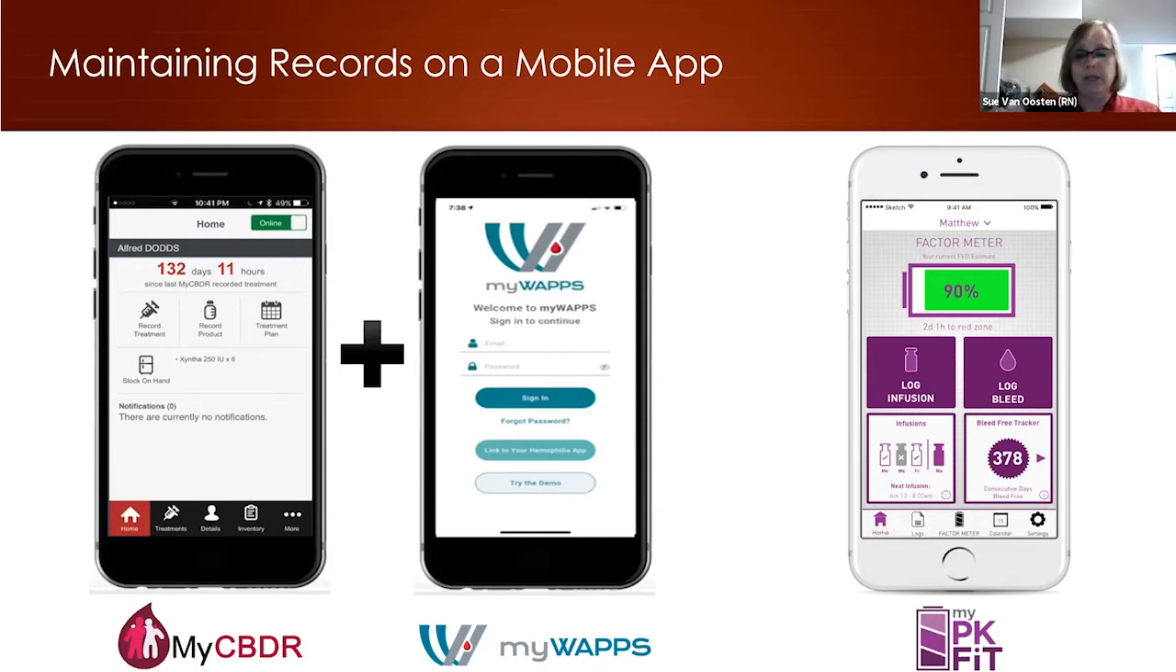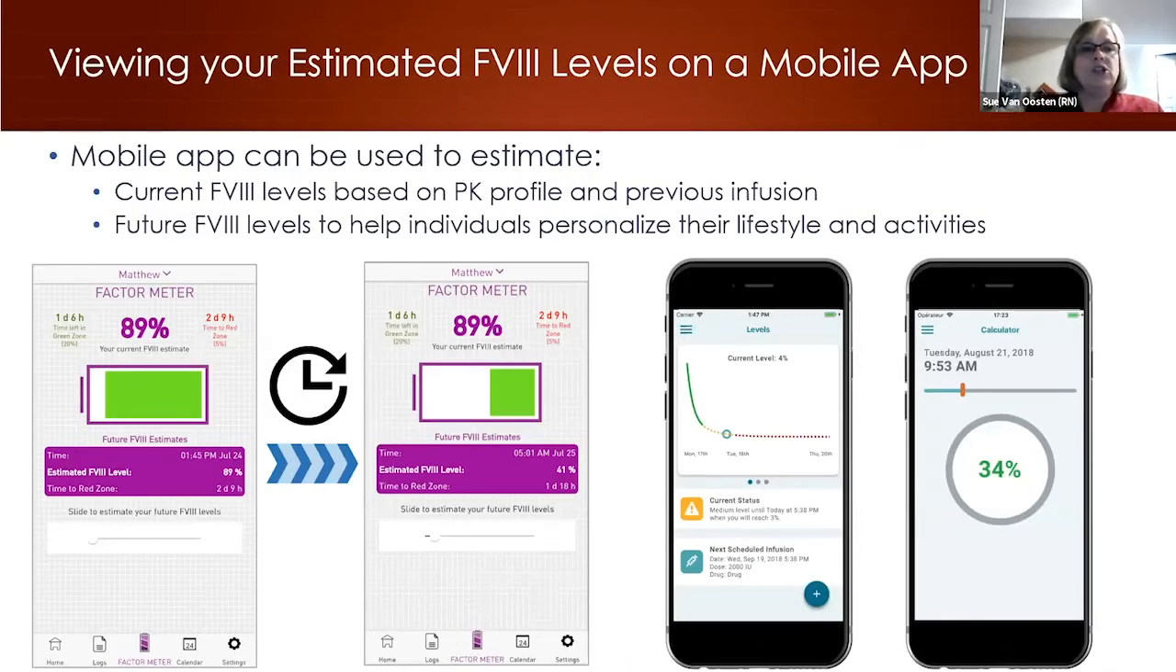But fortunately, MyCBDR and WAPPS do connect. So the advantage to the mobile app is that it can help you predict where your level is at a certain time. So if you've put in your pharmacokinetic profile and you want to know, for example, I'm going golfing tomorrow, where will my factor VIII level be tomorrow at 10 o'clock when I'm going golfing? You can put that into either one of these apps, and it will estimate for you where your level will be. So it personalizes for you.